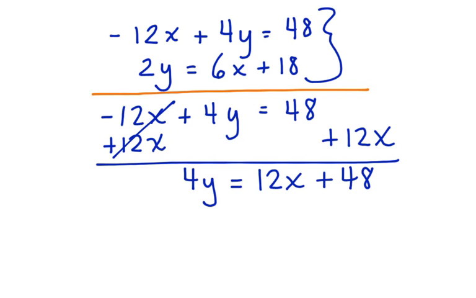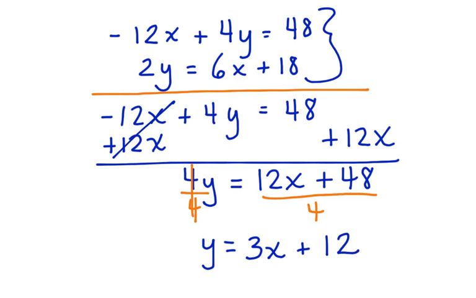Now we want to get y alone, so we can divide both sides by 4. Divide this whole right side by 4. These 4's cancel. Bring down the y. Y equals 4 goes into 12 3 times. That leaves us with 3x. 4 goes into 48 12 times. So we can write this first equation as y equals 3x plus 12.